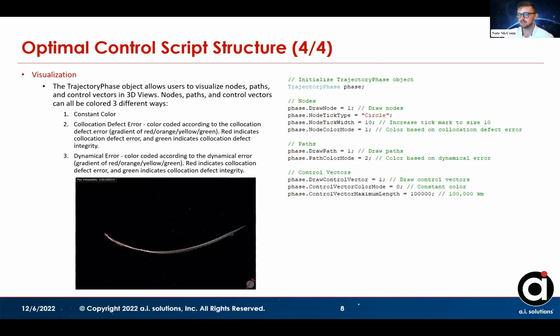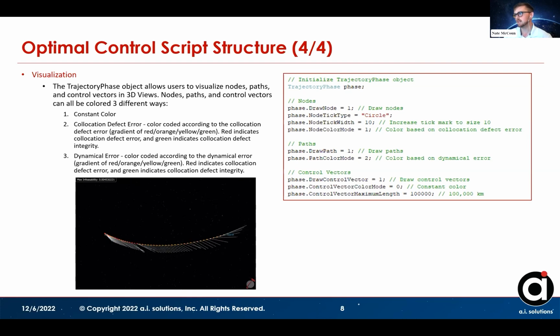In script, it's pretty easy to get these visuals put in place. You can see we're initializing our trajectory phase object, calling it phase. And we'll first look at the nodes.